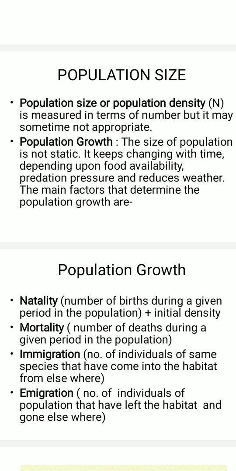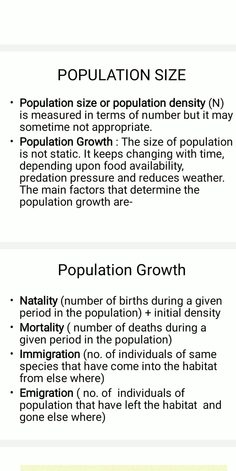So immigration, that means coming in. The number of individuals of the same species that have come into the particular habitat from elsewhere. For example, foreigners come to our country for studies or for the purpose of some work and all that. That is called immigration. The number of individuals into a given population will get added up.